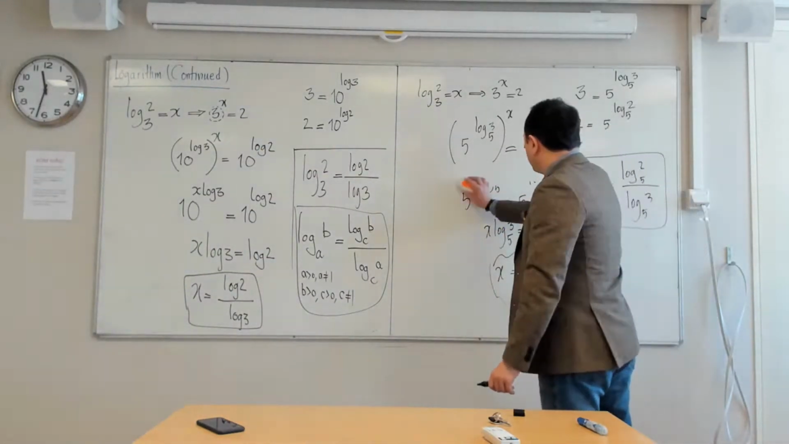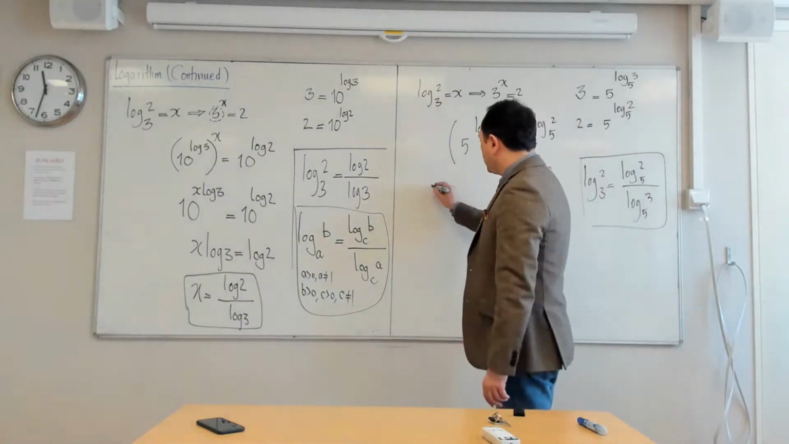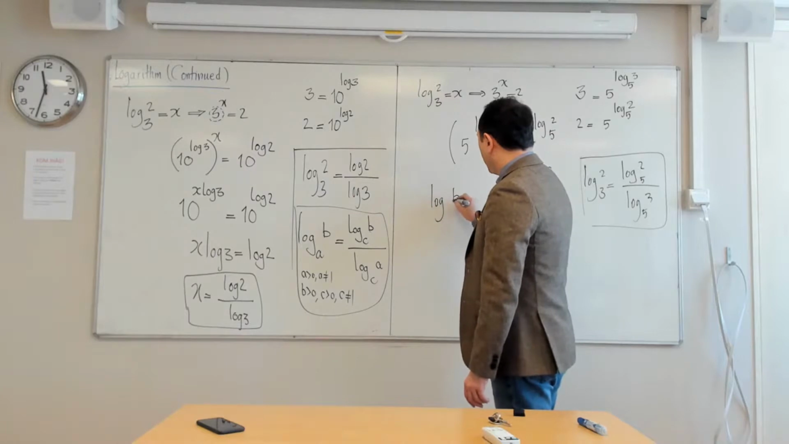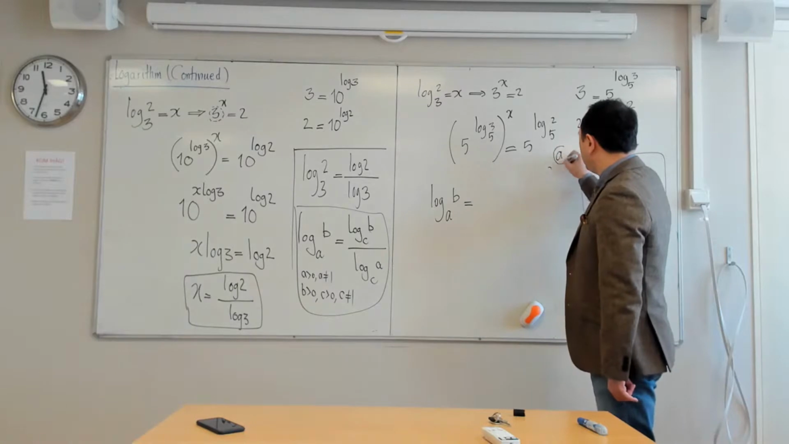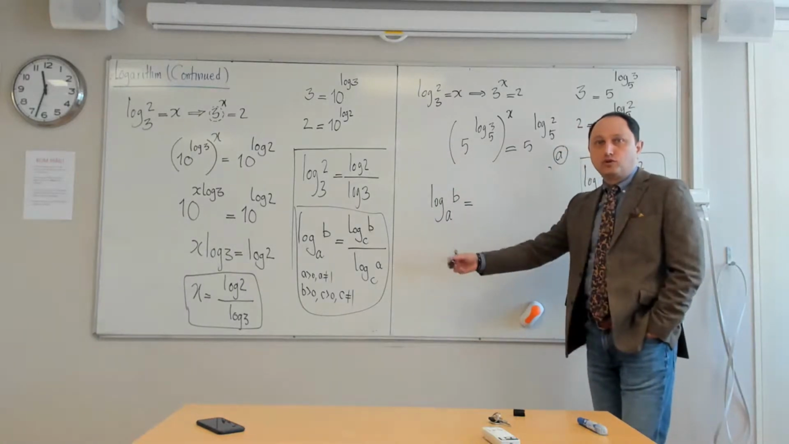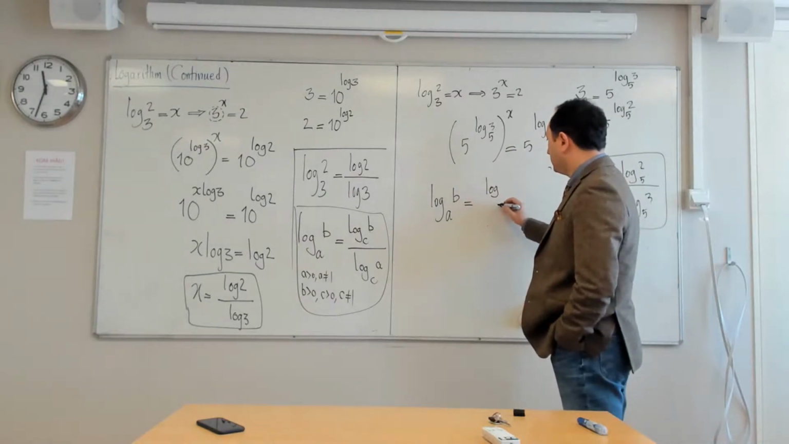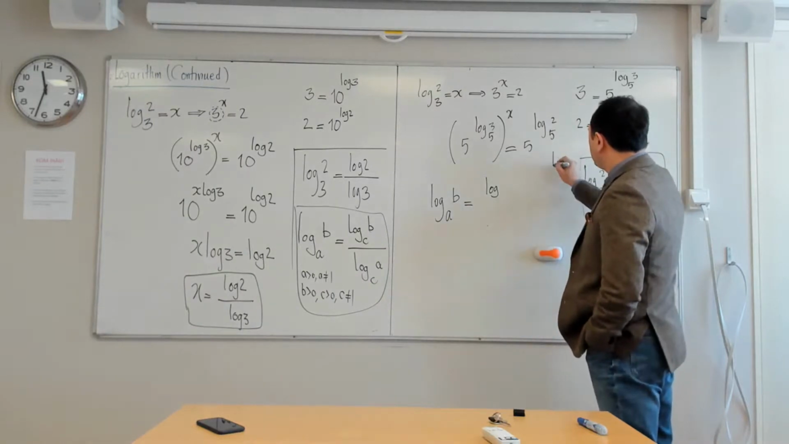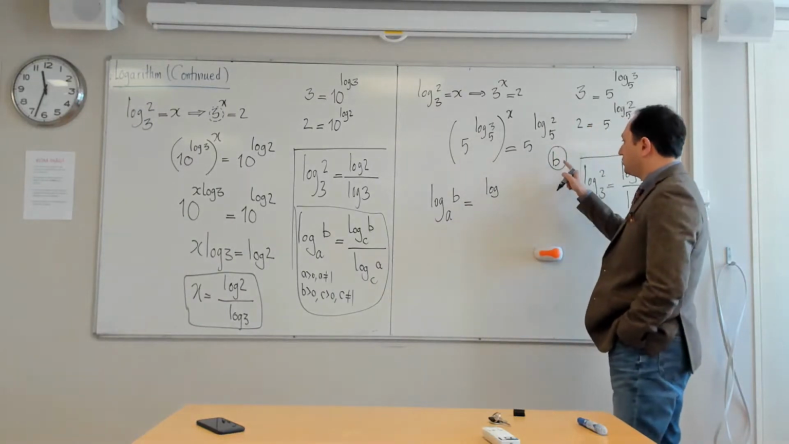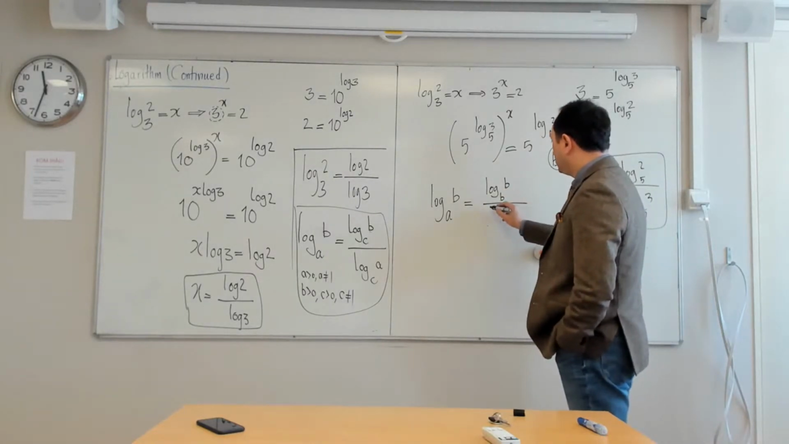Okay, let me also explore a nice thing here. I told you that you are allowed to go to any base that you like. Let me choose to go to base b. So then it becomes the log of b in the base b over the log of a in the base b.